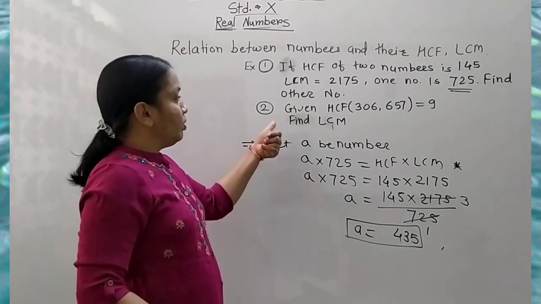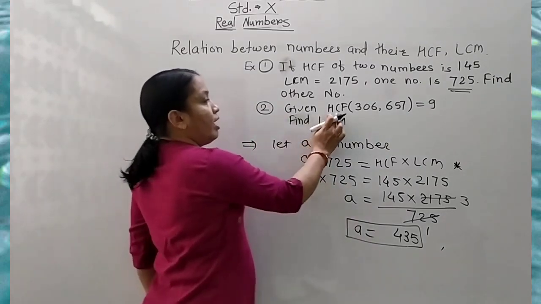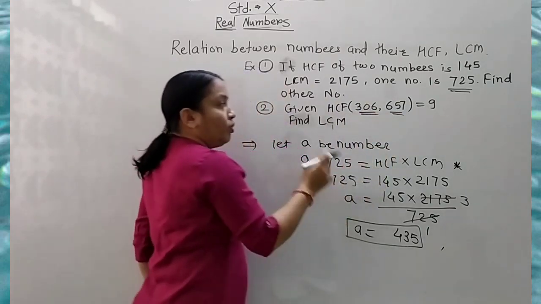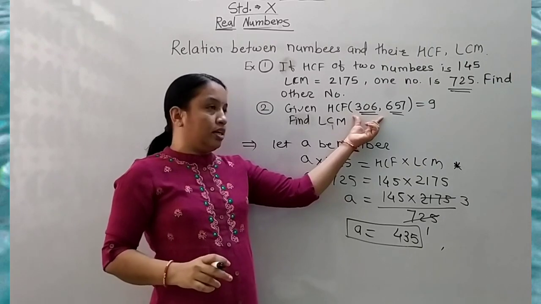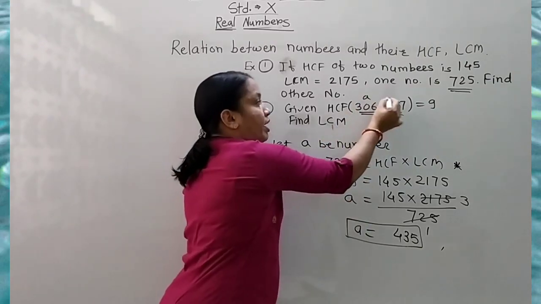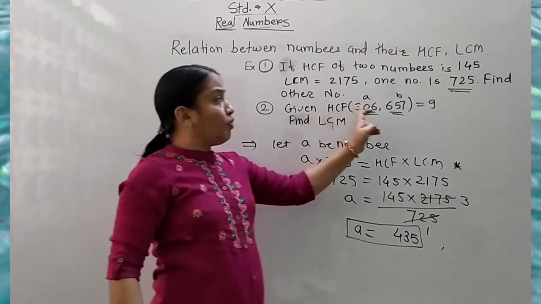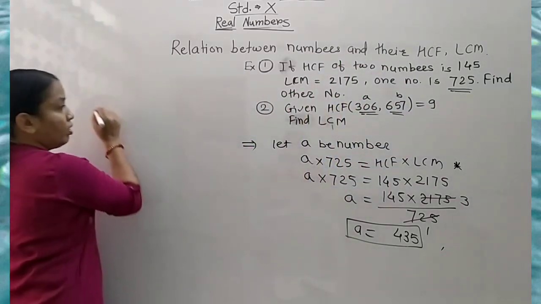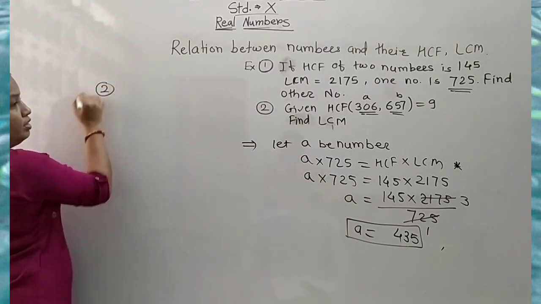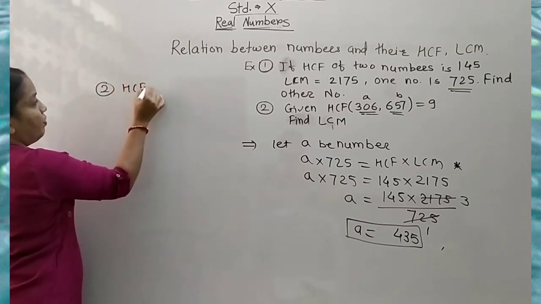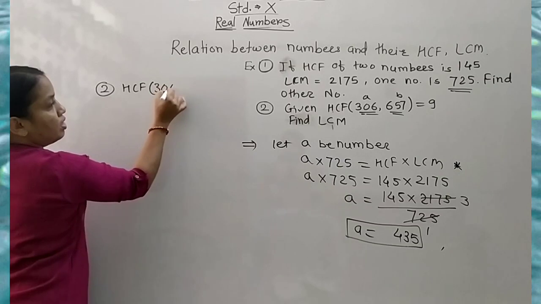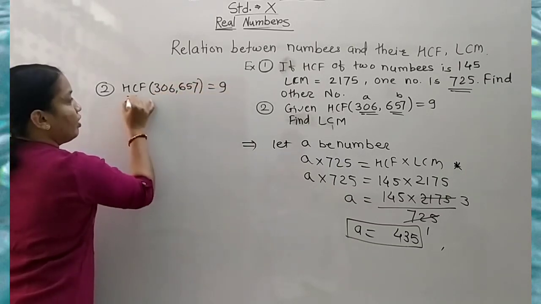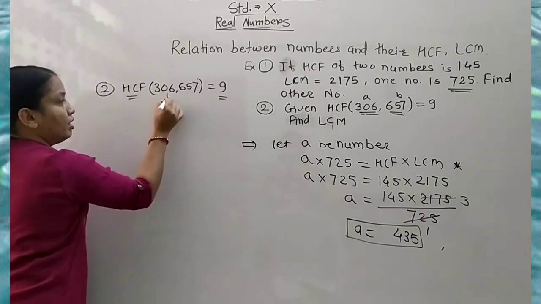Let us see another one. It is from the textbook exercise. The HCF of these two numbers is given here. Whenever it is written like this, this is your A and this is your B, and the HCF of both numbers is also given. So the second is HCF of 306 and 657 is equal to 9. HCF is given as 9 and your numbers are these two numbers.